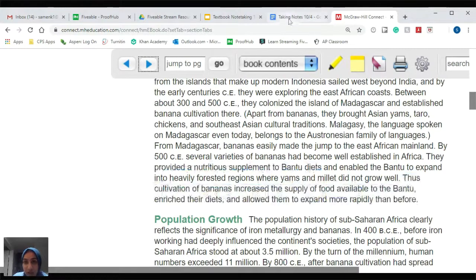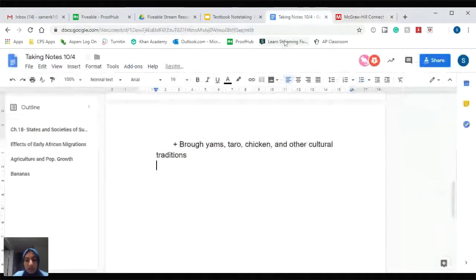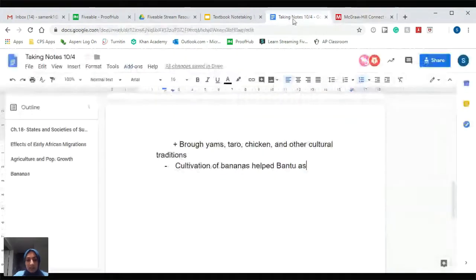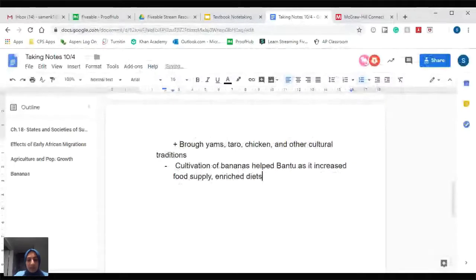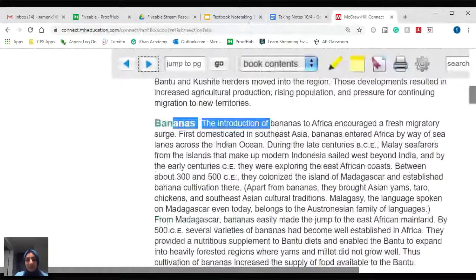So we could say cultivation. We could make it its own point now. We could say cultivation of bananas helped Bantu, what was it, their diet, increased the food supply, helped diet, enriched diets, and helped them expand. So therefore, I just summarized what this was trying to say.